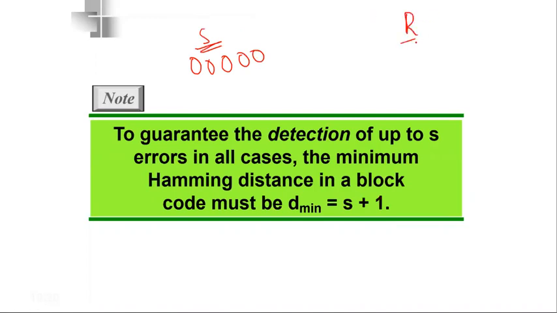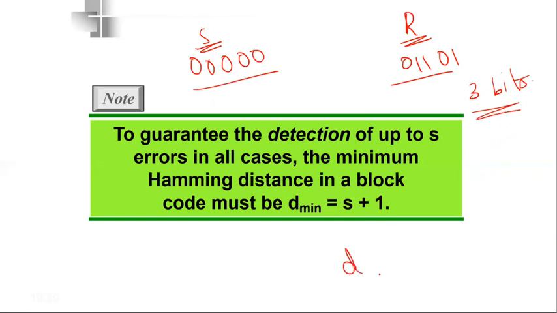And the receiver is receiving 01101. Here, what is the Hamming distance between these two? The Hamming distance is 3 bits. That means 3 bits are in error. So the Hamming distance between the two, if I write it this way, d of 00000 and 01101, is equal to 3.